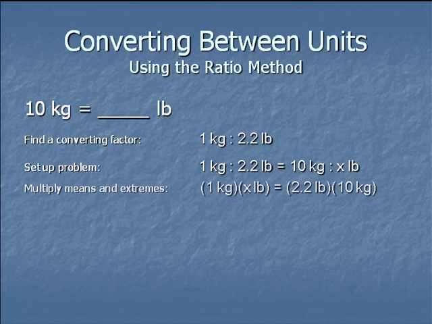You then multiply your means and your extremes. That's the insides and the outsides of your rainbow. We multiply the 1 kilogram times the X pounds and the 2.2 pounds times the 10 kilograms. We then solve for our X by multiplication and find out that 10 kilograms is the same as 22 pounds.